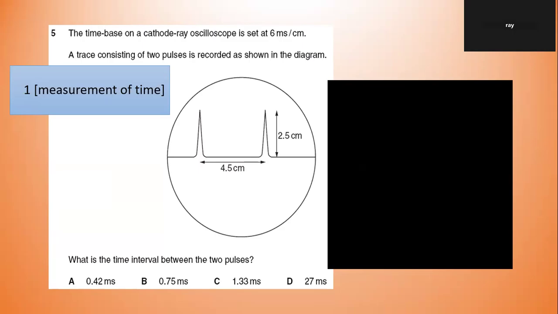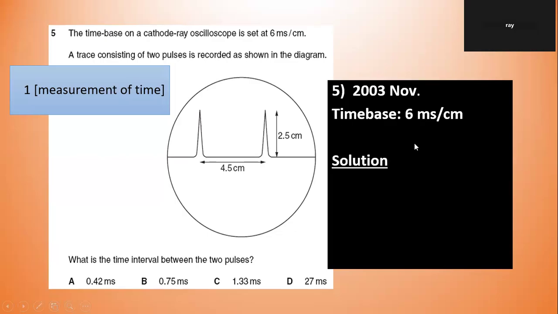Can. B. Right? This is November 2013. They do repeat their question. Right? Time base is 6 millisecond per cm. Solution. Time interval. Right? Use this one as a time interval, not the vertical. Vertical is a distraction. Vertical is the amplitude. Right? So it's 4.5 times 6. And remember, cm and cm will cancel off. So it's 27 millisecond.